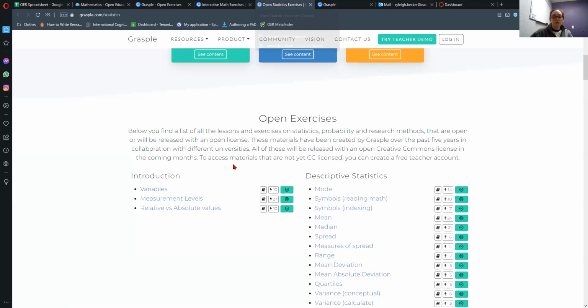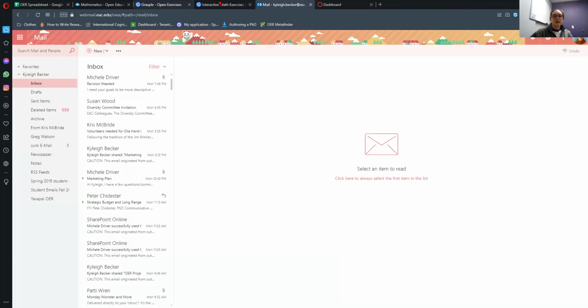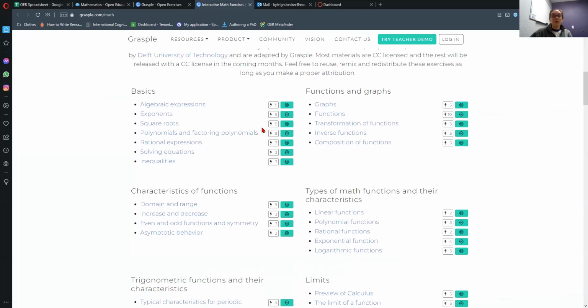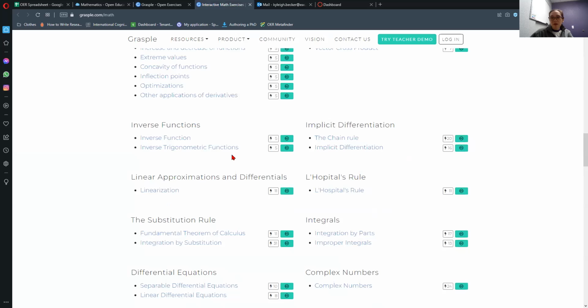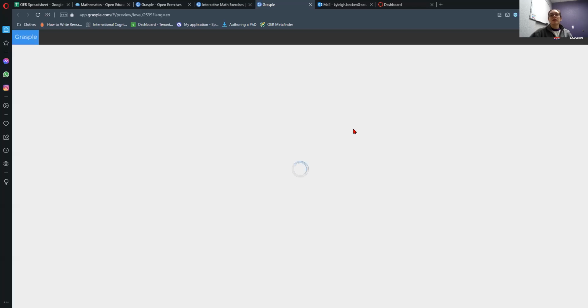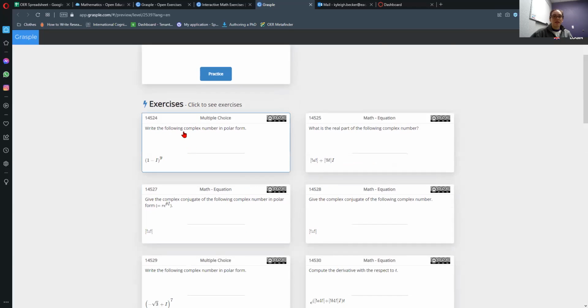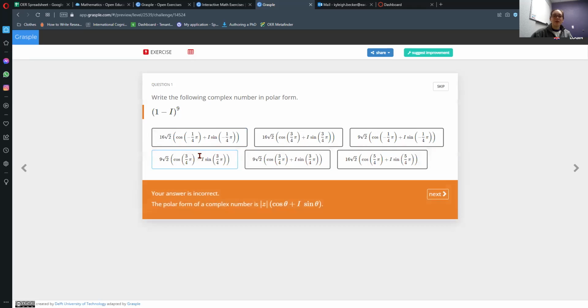If we go back to here, we are still in statistics, but let's exit out of that. Here we're in the math section. Maybe I'm not going to do any of these because I'm not going to get any of them right. But I'll still pull it open and say, okay, complex numbers, there are 24 exercises available in that one. So we can go through and see, maybe we want to practice it. Write the following complex number in polar form: 1 minus i to the power of 9. I have no idea, so I'm just going to guess.